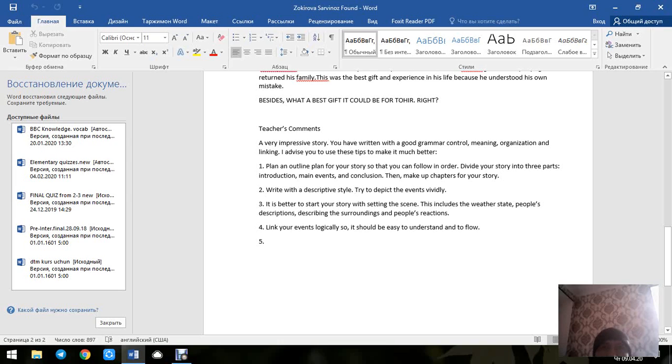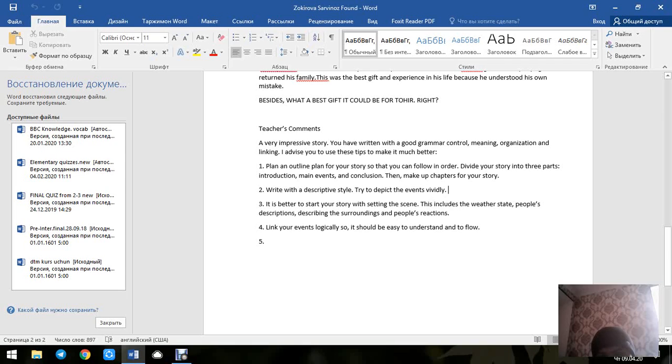The second one, writing with a descriptive style. Well, about writing stories, we have to make sure that we depict the events vividly. Here, vividly means as if seen through the hero's eyes. Now, what does that mean? This means you are a writer and you have to introduce every event through your hero's eyes, for example, Tahir's eyes.